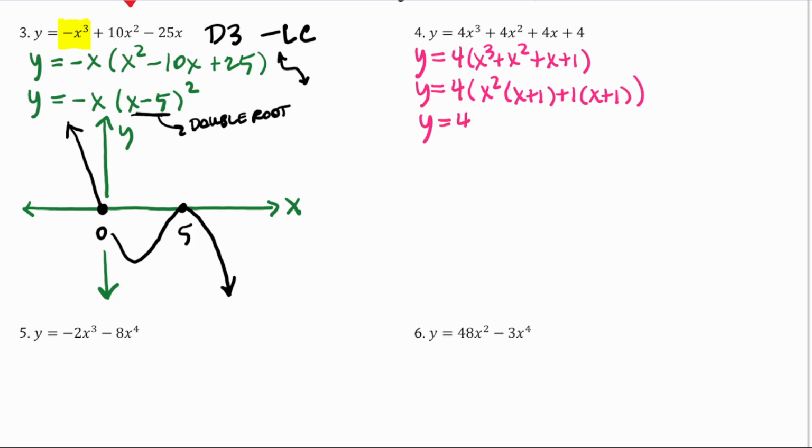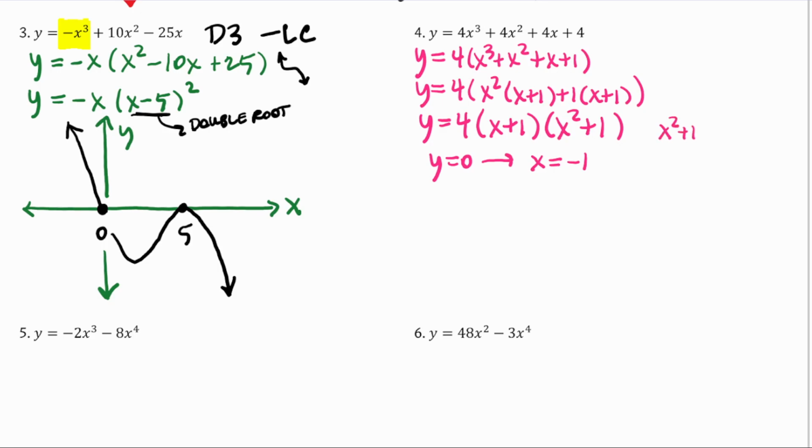And I'll factor out the x plus 1, and I'll be left with x squared plus 1. Oh yeah, okay, I'm glad I put this one on. This one's a little tricky. So, we've got to think about the zeros. Okay, y equals 0 anytime that 4 equals 0, well that's never going to happen, or when x plus 1 equals 0, or when x squared plus 1 equals 0.